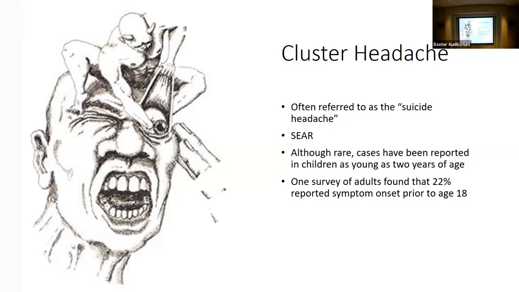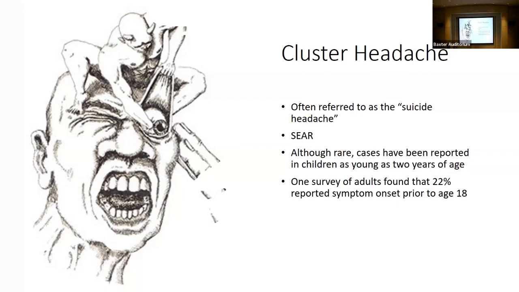So a good mnemonic to remember for cluster is SEER. So it's single-sided, so that's unilateral and or side locked. I mentioned before that technically there are some cases that may switch sides. The E is for excruciating. The A is for agitation. And then the R is for recurrent.